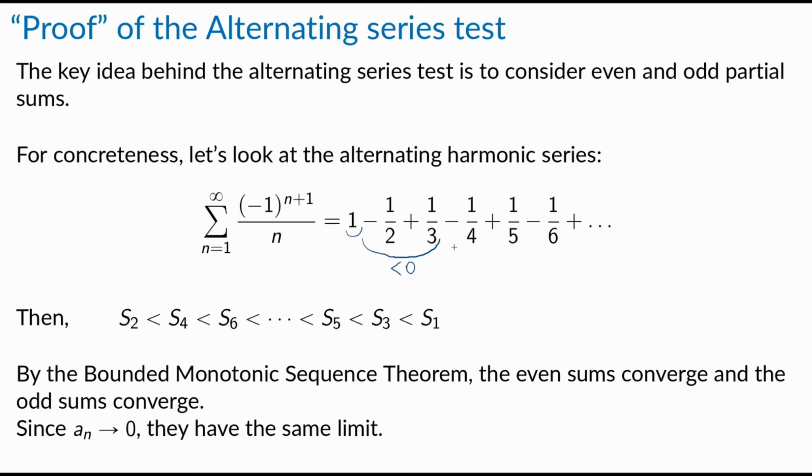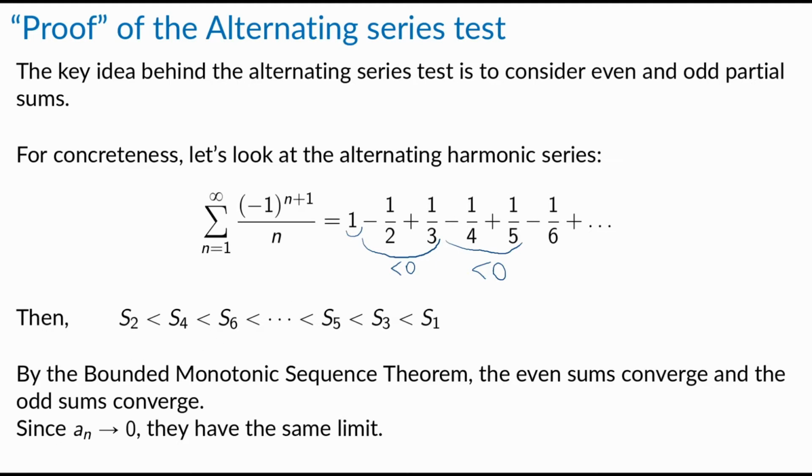Then if I take the next two terms, again I get something negative, so S5 is going to be smaller than S3. If I keep going like this, each time I add up an odd number of terms, I'm going to get a smaller and smaller partial sum for my series. We have S1 is bigger than S3, is bigger than S5, is bigger than S7, is bigger than S9, etc.